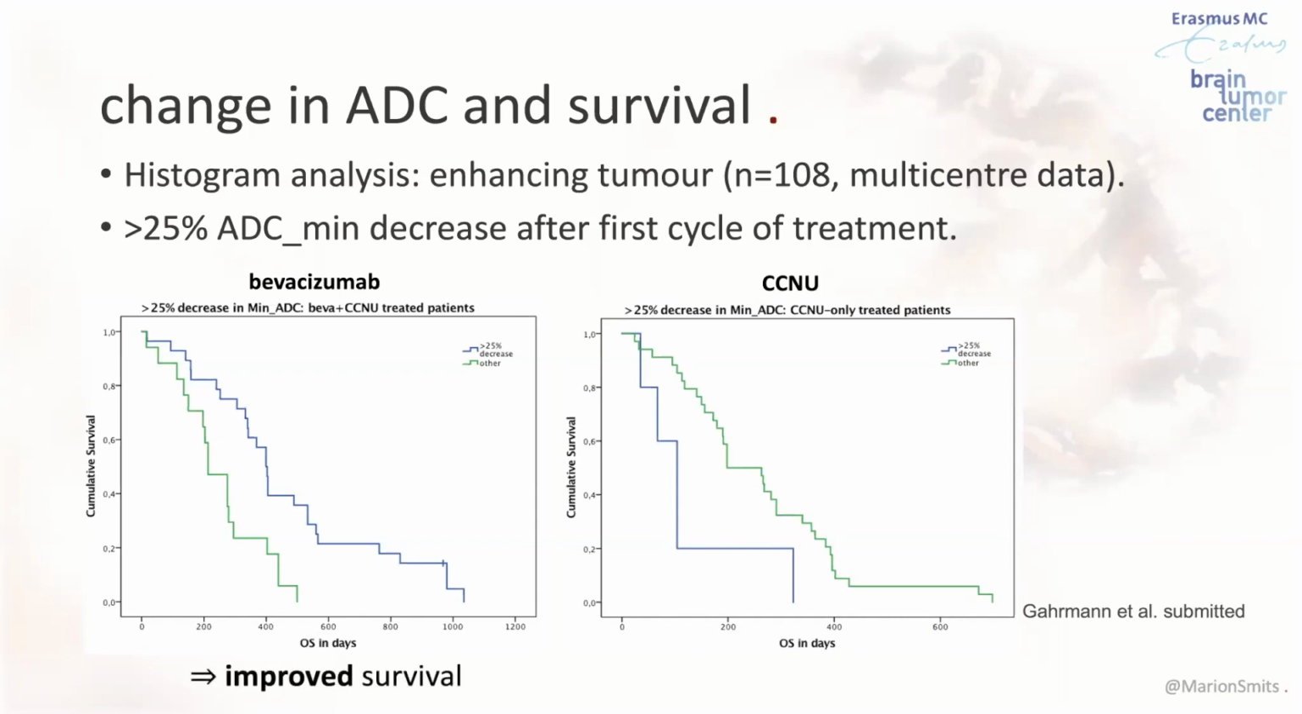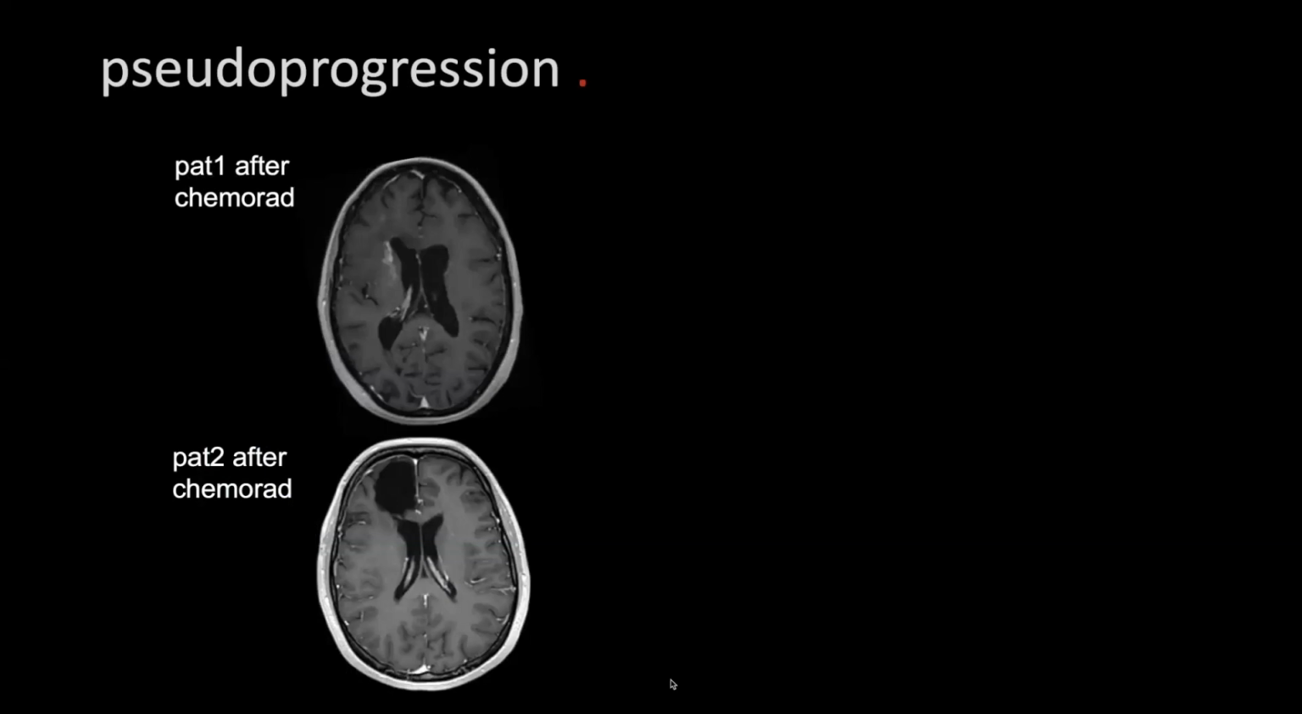So it looks like if there is a significant reduction in ADC directly after the first dose of bevacizumab, this does seem to indicate a treatment effect, in the sense that there is an improved survival. So that could be one of the ways in which we can include a new imaging marker into our trials to assess treatment response. But again, that is not done commonly yet.